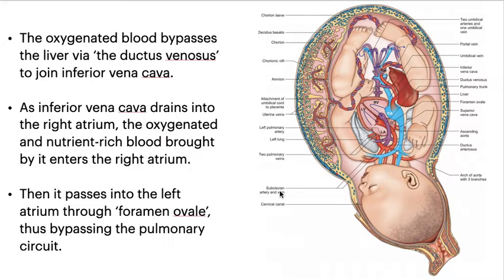after which the oxygenated blood bypasses the liver via the ductus venosus. This is the ductus venosus, to join the inferior vena cava over here. This is the inferior vena cava. The inferior vena cava drains into the right atrium. The oxygenated and nutrient-rich blood enters the right atrium, after which it passes into the left atrium via the foramen ovale, bypassing the pulmonary circuit.